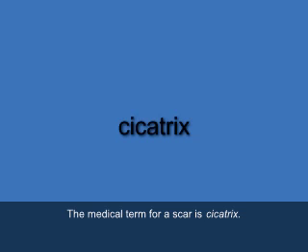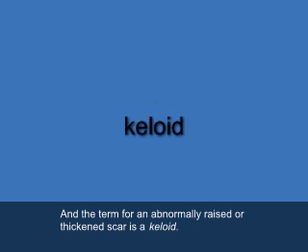Well, when we have a wound that's healed over with granulation tissue, sometimes we can have a scar left over. And the medical term for a scar is a cicatrix. Cicatrix. That's the medical term for a scar. And finally, we can sometimes have scars that are rather large, raised up, or thickened. And the term for an abnormally raised or thickened scar is a keloid. Keloid.